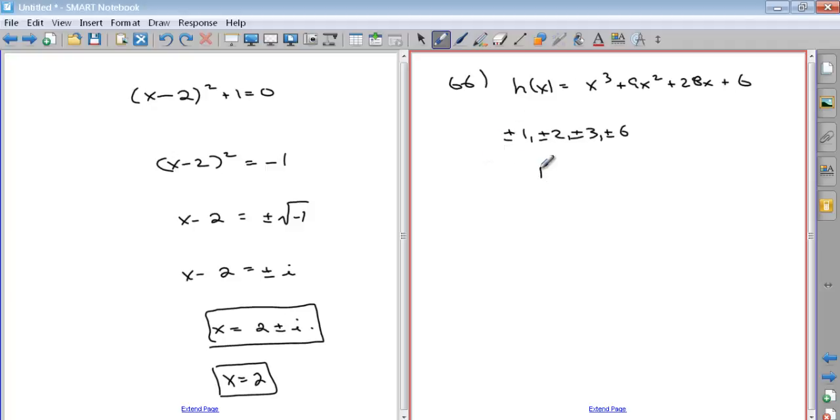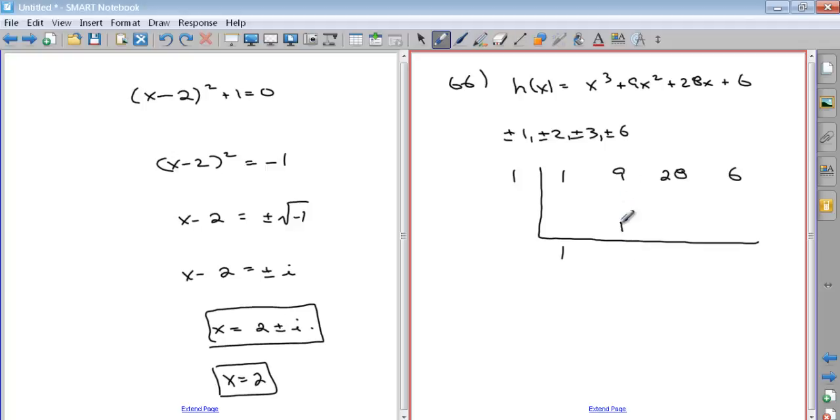So again, we'll try positive 1. So we get 1, 9, 28, 6. So bring that down. And you can almost immediately see this is not going to work because these are all positive, so they're just going to keep adding on to each other. But we'll go through one time just to show you.